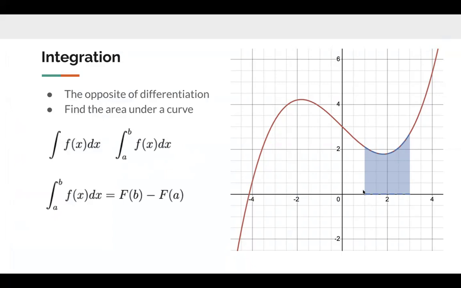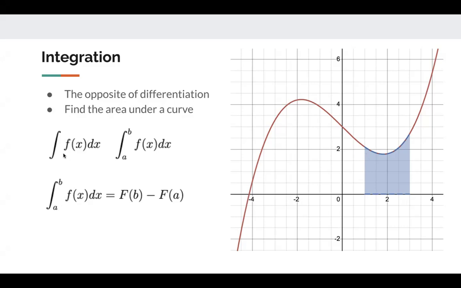So if this is our a value of 1 and b value is 3, then taking this integral with a and b written here just gives us this area. And the dx just tells us what the variable that we're integrating is, right? Just like we had a d dx in our derivative, it's the same thing here.